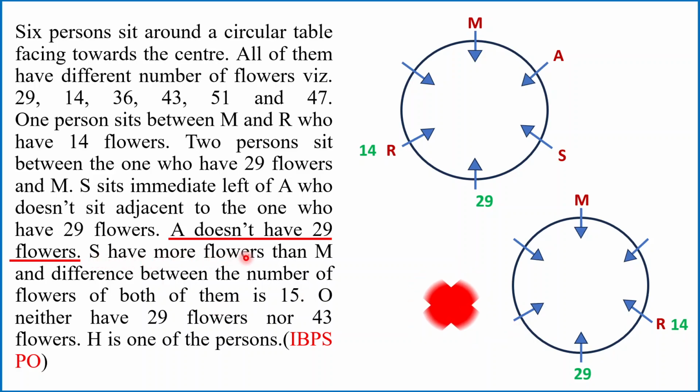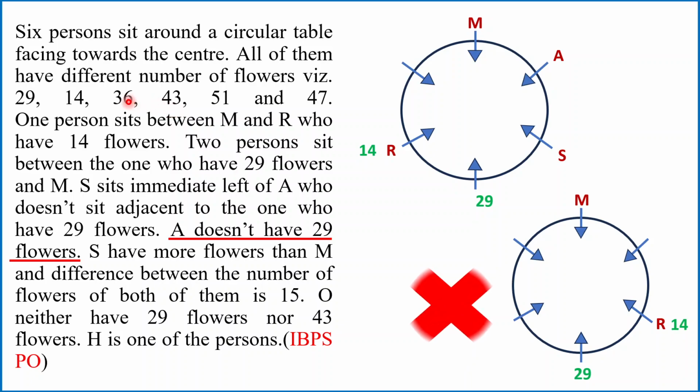S has more flowers than M, and the difference between the number of flowers of both of them is 15. These are the numbers of flowers we have. We have to find the pairs. The difference between those two numbers should be 15. See, 29 minus 14 is also 15, but we cannot consider this pair. Why? Because R is already having 14 flowers.